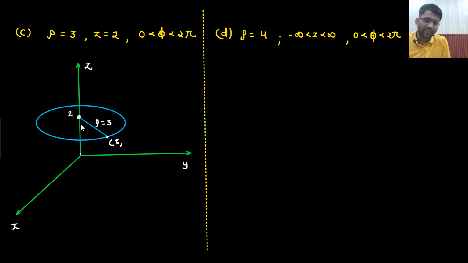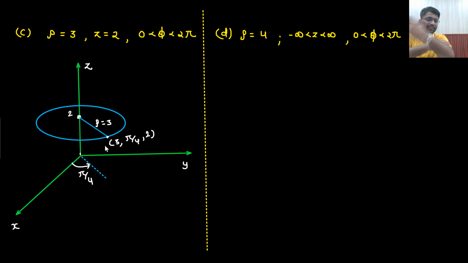What will be the value of theta? Here the value of theta would be something else. If I take the projection of this blue line, what will be the value of theta? Let's say the value of theta is pi by 4. So, not 3, it is 5. Okay, so rho comma phi comma z: 3 comma pi by 4 comma z, where the value is 2.